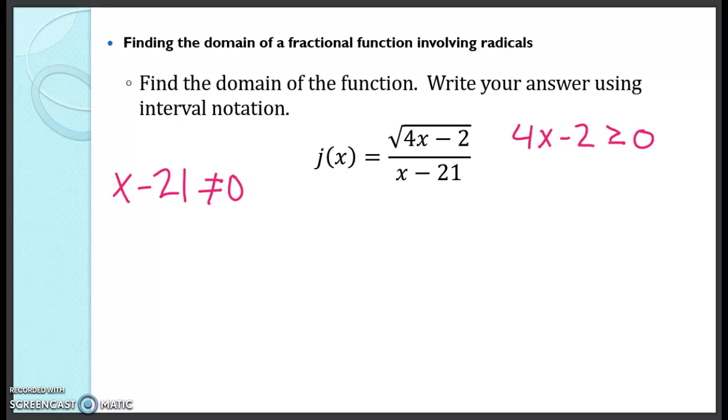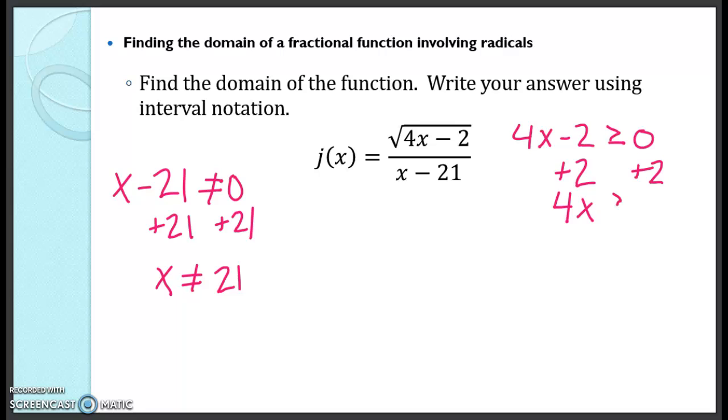For the denominator, if I add 21 to both sides, x cannot equal 21. Okay, so in this function, if I put in 21, I'm not going to get anything out, so that 21 is not in the domain. Let's solve for x on this side. So I add 2 to both sides and get 4x is greater than or equal to 2, and then divide by 4, and we'll get x is greater than or equal to 2/4, which is 1/2.